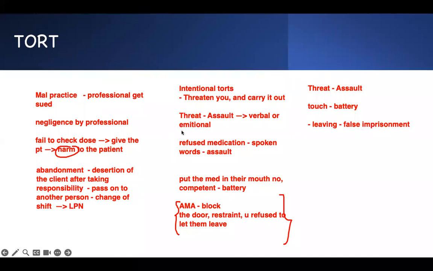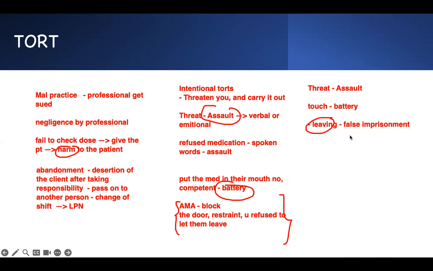So this is the first one. The second one is battery. If I touch you, and if I don't let you leave, I put false imprisonment. You can commit false imprisonment and battery at the same time. If you hold the patient, you've touched them. You have committed battery. And if you don't let them leave, you committed false imprisonment. So we'll look at the question and see what they're trying to tell you. So you can commit battery and false imprisonment at the same time if you hold the patient down and then you don't let them leave, touching them without their consent if they said no.